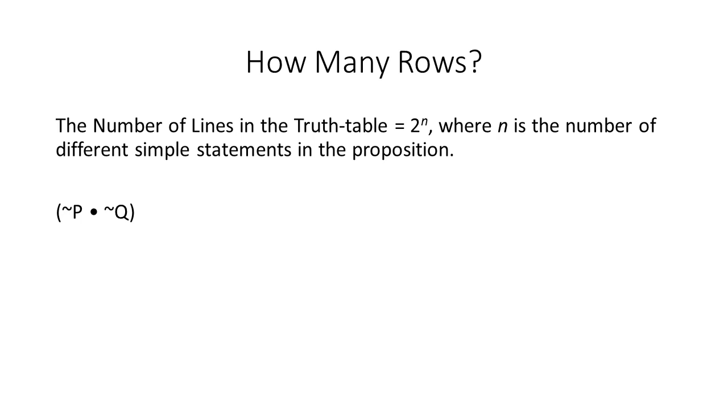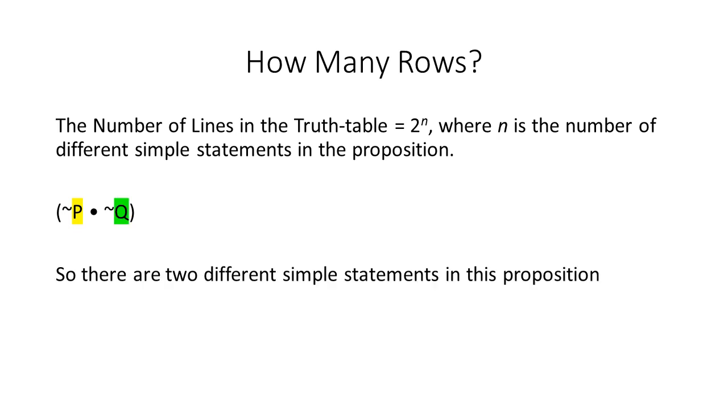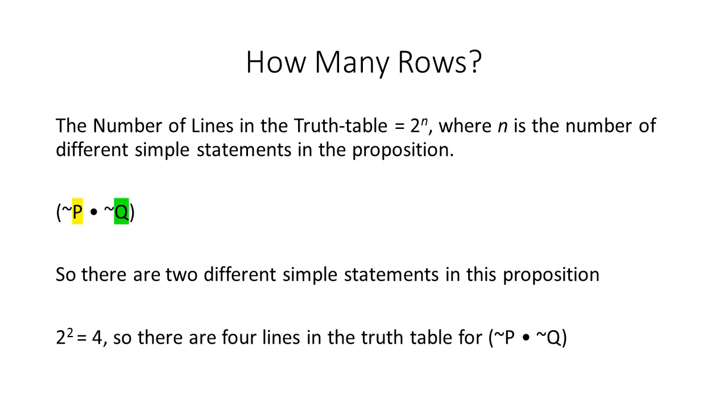Well, let's think about this example. How many different simple statements are there in this proposition? Well, there's P and there's Q. Are there any others? No. Okay, so there are only two. So 2 to the second is what? Well, this isn't very difficult mathematics, so you should know this. 4. So there are 4 lines in the truth table for it's not the case that P and it's not the case that Q.